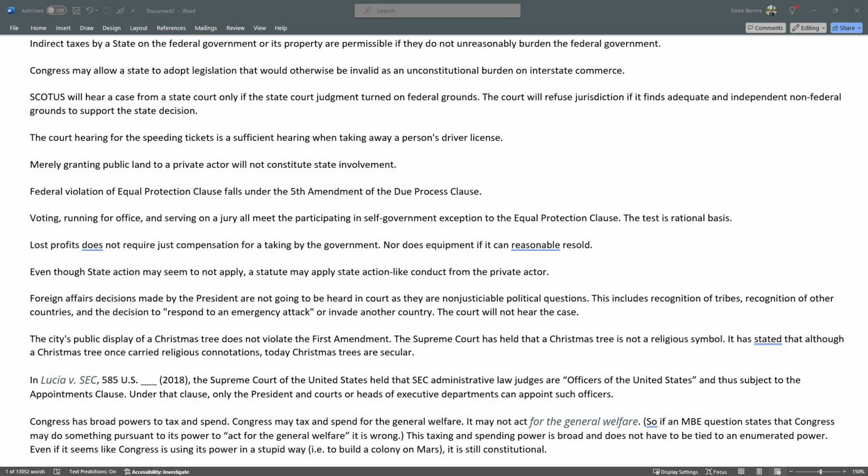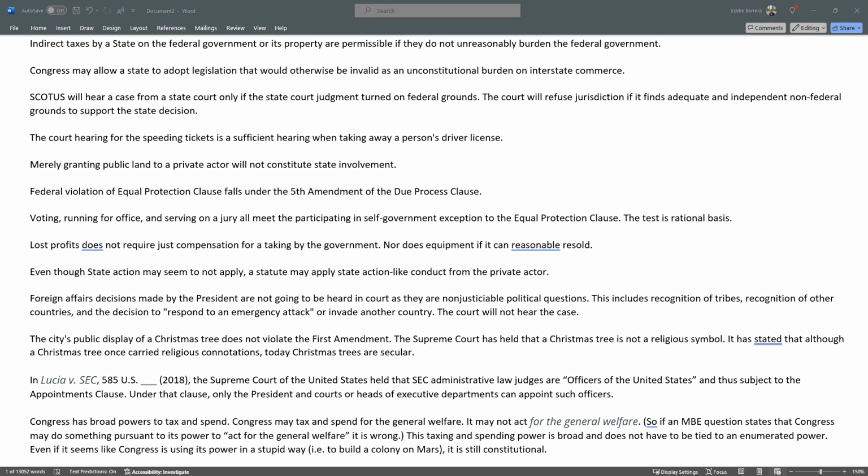The court hearing for the speeding tickets is a sufficient hearing when taking away a person's driver license. Merely granting public land to a private actor will not constitute state involvement. Federal violation of the Equal Protection Clause falls under the Fifth Amendment's Due Process Clause. Voting, running for office, and serving on a jury all meet the participating in self-government exception to the Equal Protection Clause. The test is rational basis.